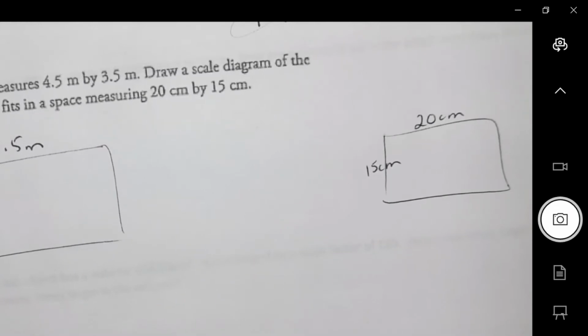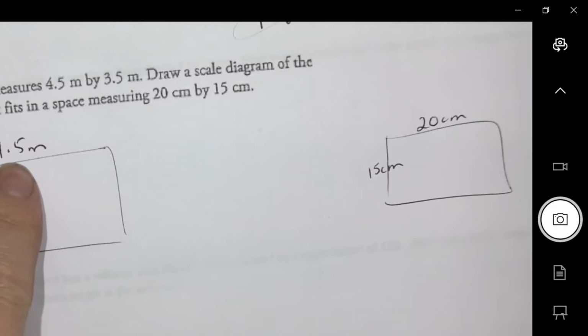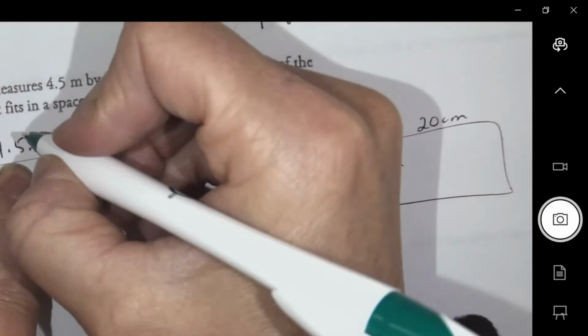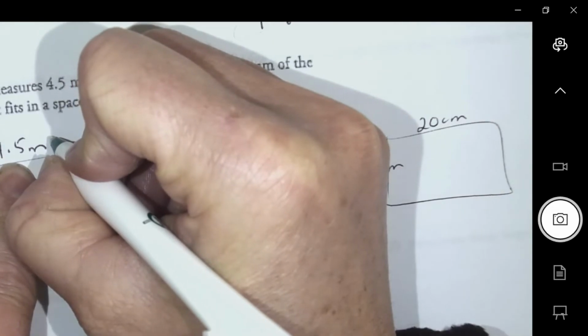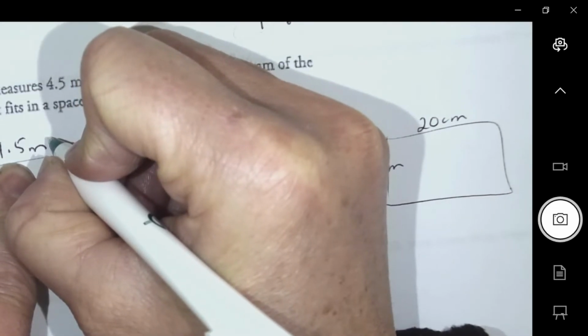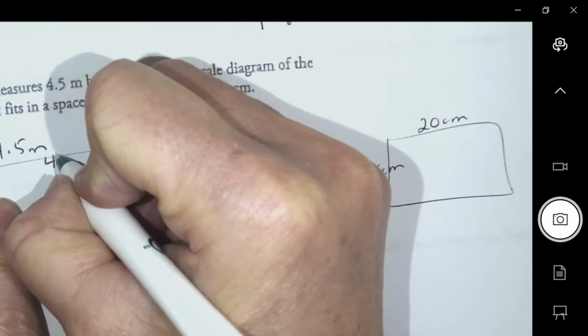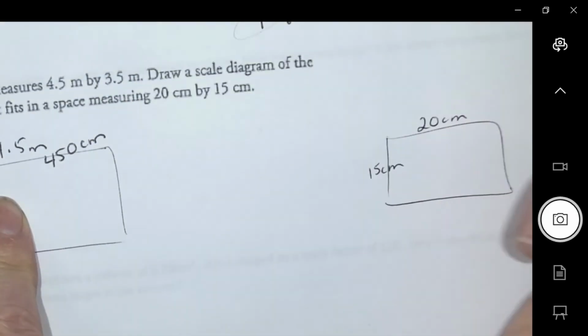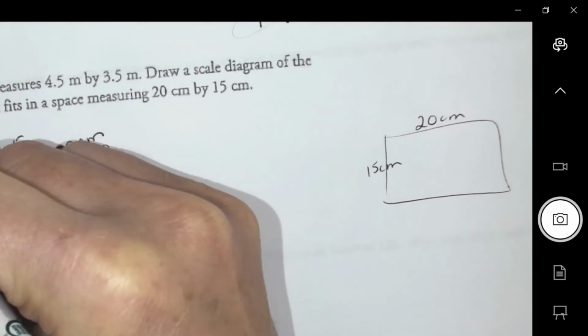Okay, I don't like meters and centimeters together, so I think I would like to change this to centimeters. Does anybody know how to quickly do that without a cross multiply? What do you times it by? How many centimeters were in that meter? 100. So 450 centimeters. 350 centimeters.